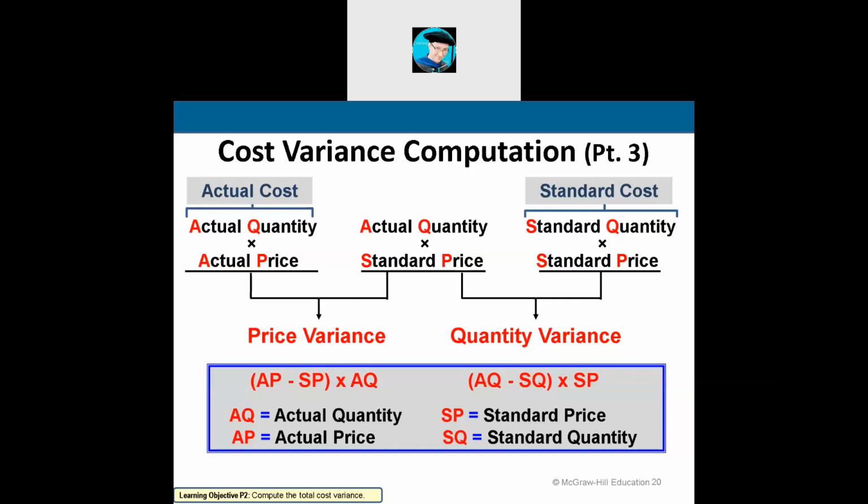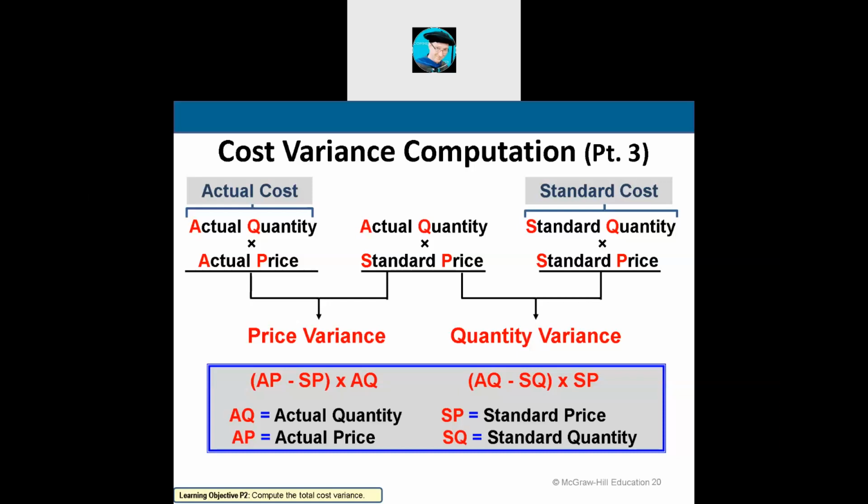For the price variance, take the actual price minus the standard price. Do that part first. That's what the parentheses mean, right? Remember PEMDAS or whatever they call it? Parentheses first. Actual price minus standard price. Do that part first. Then multiply by actual quantity. That gets you the price variance.